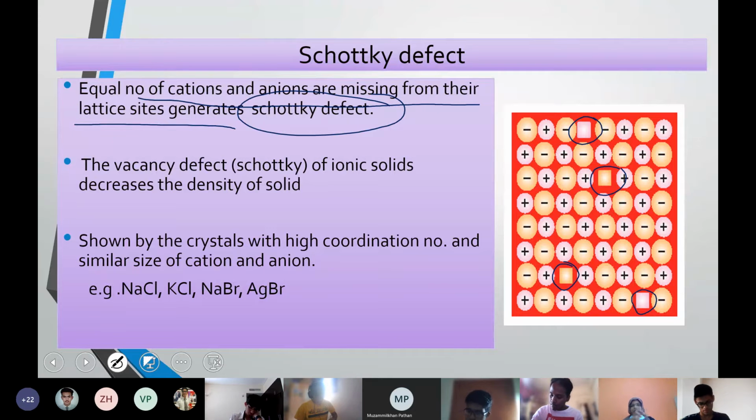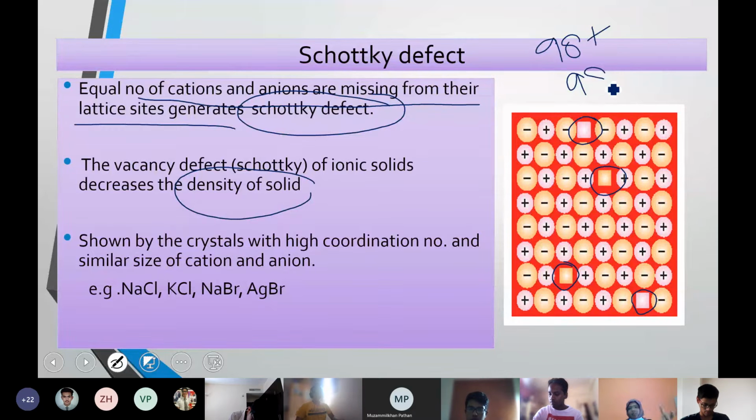So what happens is, due to Schottky defect, the density of the solid decreases. Suppose the example is a lattice made up of 100 positive ions and 100 negative ions. Now if you look into this arrangement, you can see 2 positive ions and 2 negative ions are missing. So instead of 100, you now have only 98 positive ions and 98 negative ions.